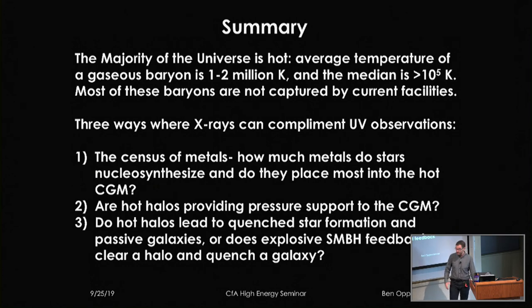If you think back in terms of the warm-hot intergalactic medium, that's at least 40, 50% of baryons. So three ways in which X-rays can complement UV observations: the census of metals. How many metals do stars nucleosynthesize, and do they push most of those metals that they release into the CGM? That's what these simulations predict, that there are more metals in the hot CGM, or in the hot phases of diffuse gas outside of galaxies, than actually in the stars.